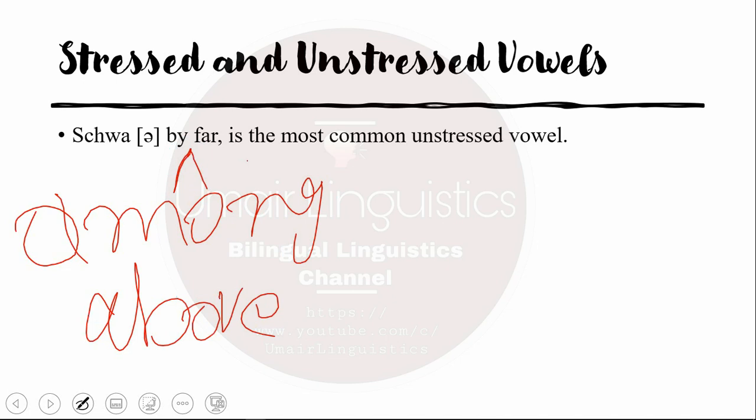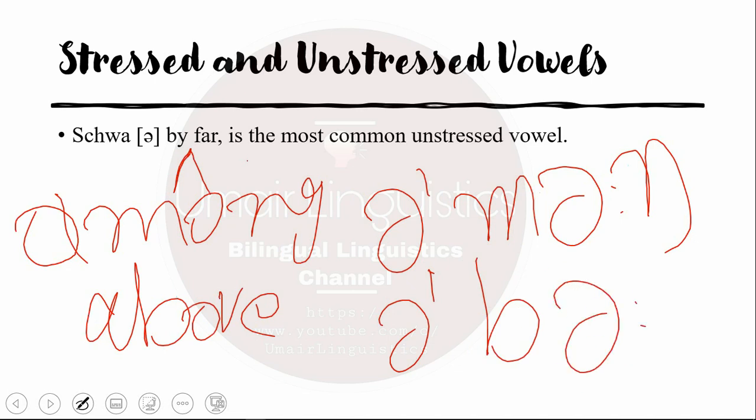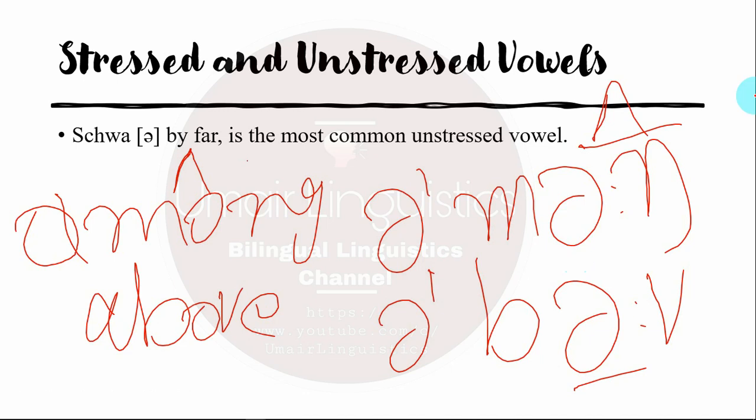usually in among, the second vowel is this sound. But these American English speakers pronounce it in this way: among and above. But we put colons because for them the difference between stressed and unstressed syllables is not of vowel quality, but about the vowel duration. The vowel which has longer duration will be the stressed vowel. But for other English speakers, in among, the two vowels are different from each other by their quality as well. So this vowel is unstressed and this vowel is stressed.